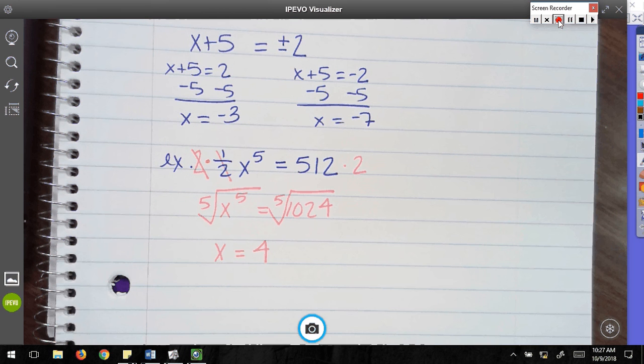Okay, and that's all there is. Nth roots and rational exponents.